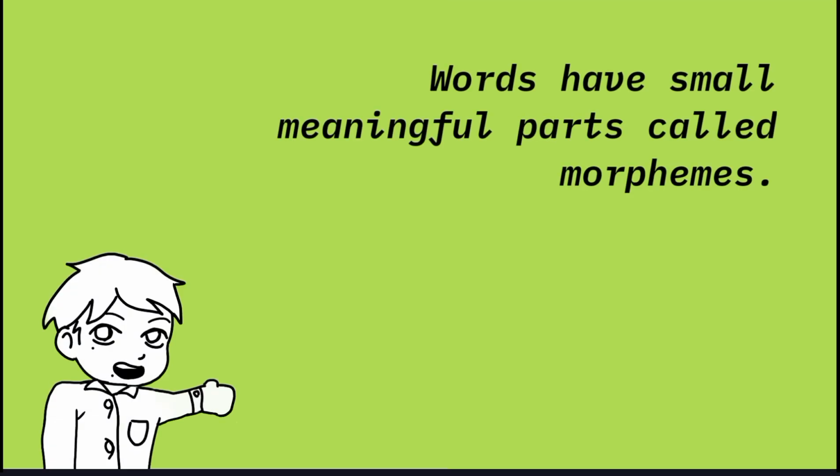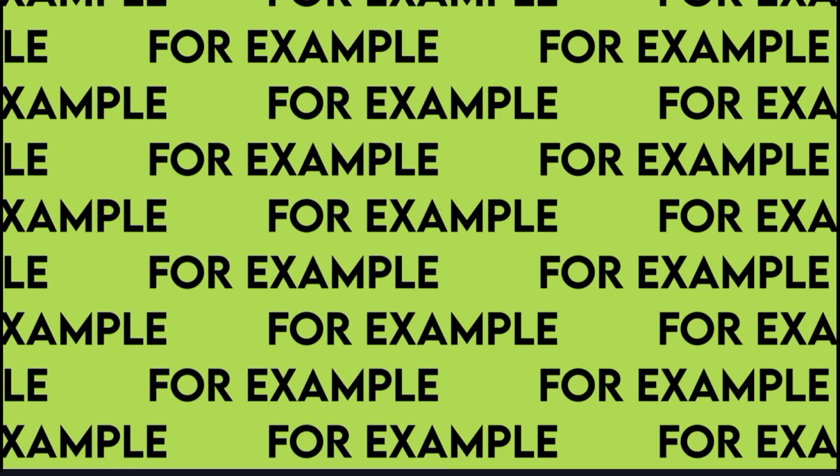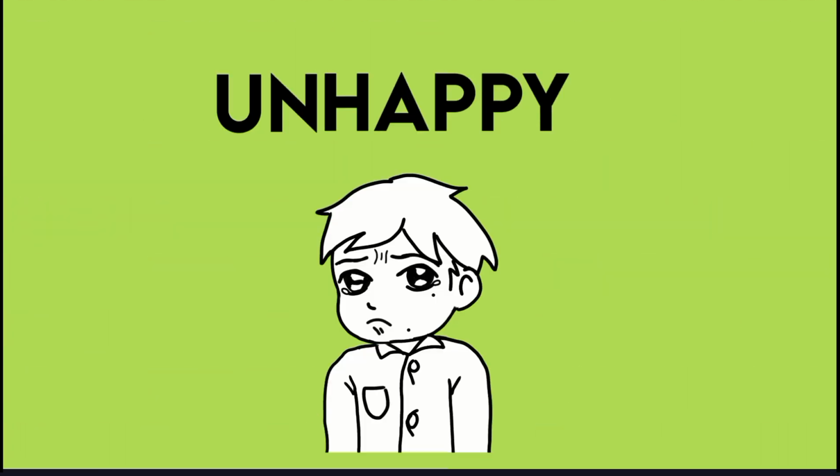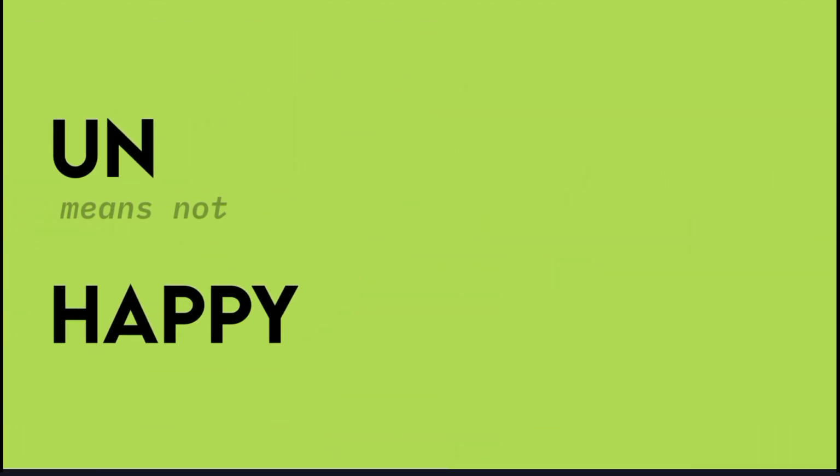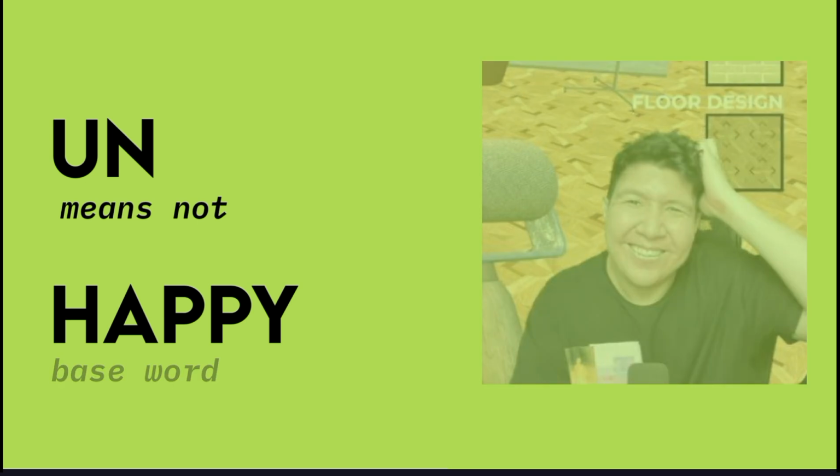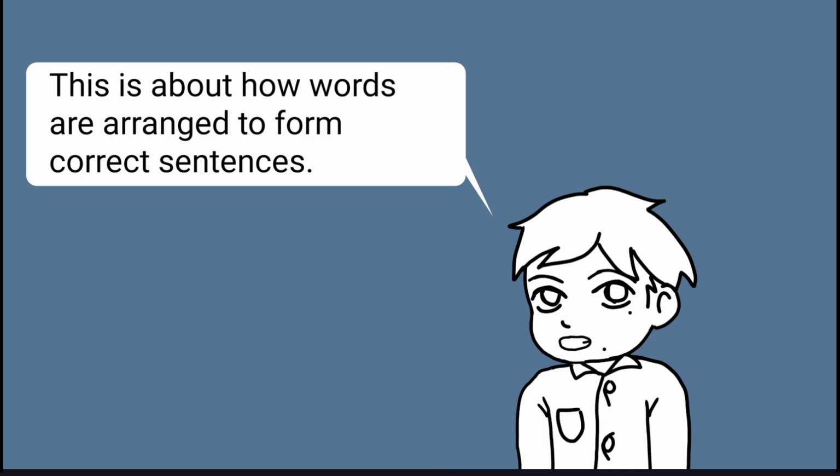Number two, morphology. Words have small meaningful parts called morphemes. For example, in unhappy, un means not, and happy is the base word. Number three, syntax. This is about how words are arranged to form correct sentences.